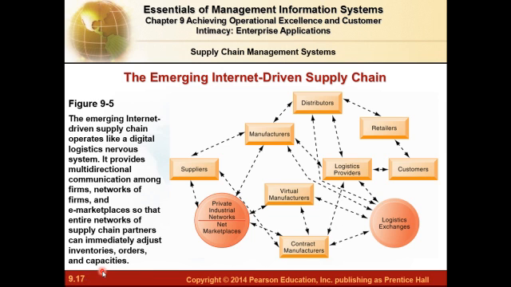Next is the emerging internet-driven supply chain. The emerging internet-driven supply chain operates like a digital logistic nervous system. It provides multi-directional communication among firms, networks of firms, and e-marketplaces, so that the entire network of supply chain partners can immediately adjust inventories, orders, and capacities.